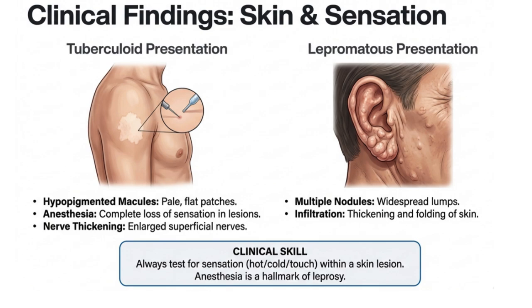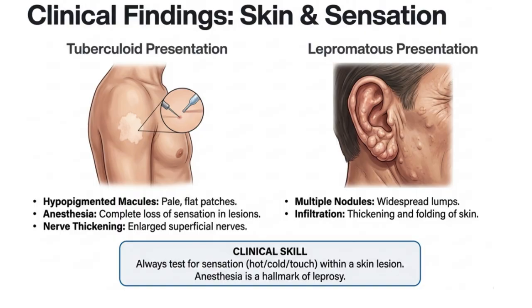Now let us move to the clinical findings of leprosy. The incubation period of leprosy is long and averages several years, and the onset of disease is gradual. In tuberculoid leprosy, patients develop hypopigmented macular or plaque-like skin lesions. These lesions are well-defined and are associated with thickened superficial peripheral nerves. A very important feature is significant anesthesia within the skin lesions.